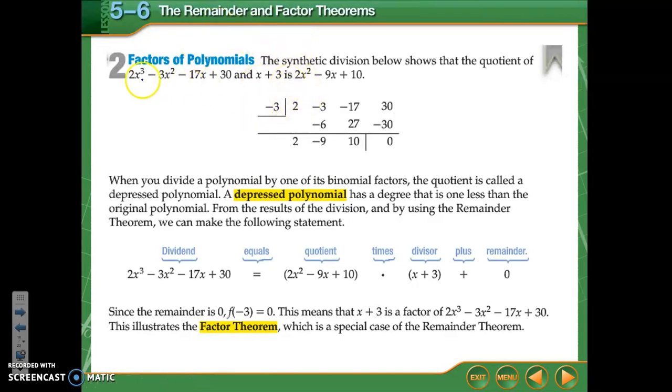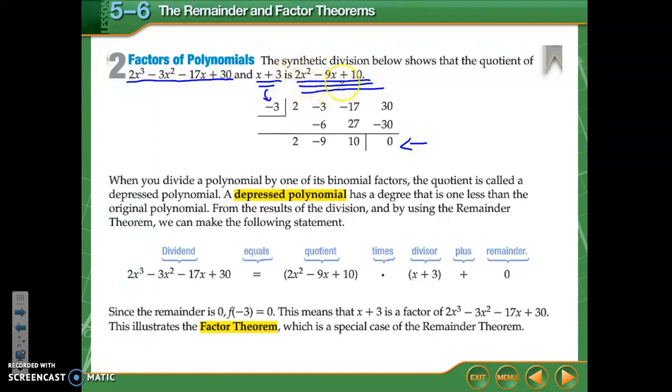Here I'm doing synthetic division. This is my original polynomial. I'm dividing by x plus 3, and the answer I get is 2x squared minus 9x plus 10. So since I'm dividing by x plus 3, I put a negative 3 here. 2, negative 3, negative 17, and 30 are my coefficients. I do synthetic division, and notice that my remainder is 0, right?